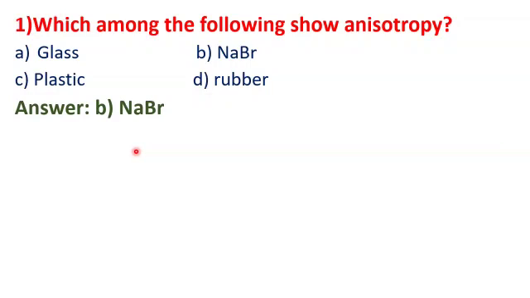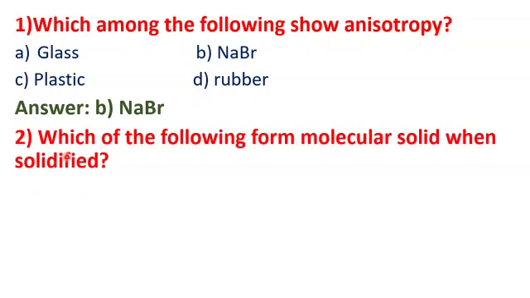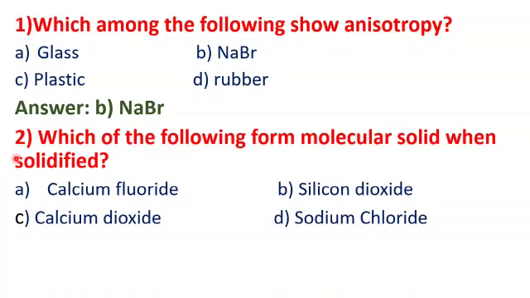So I'll move to next question. Second one. Which of the following form molecular solid when solidified? Options are A. Calcium fluoride, B. Silicon dioxide, C. Calcium dioxide, and D. Sodium chloride.